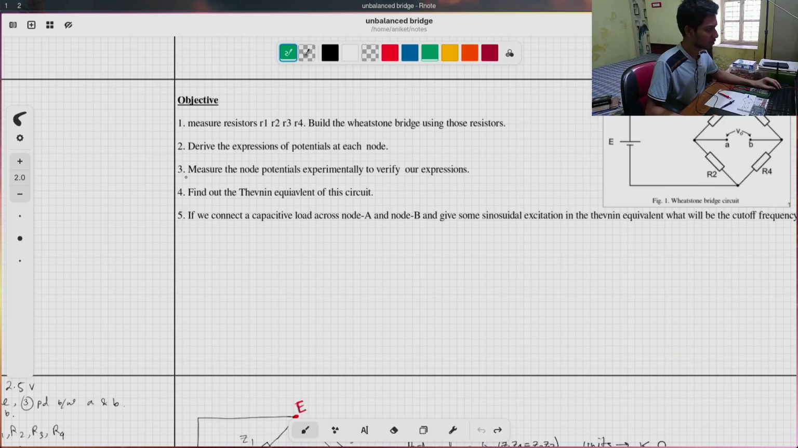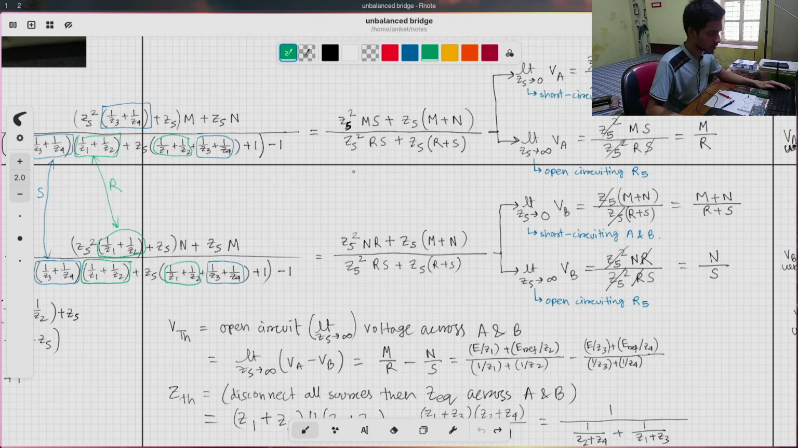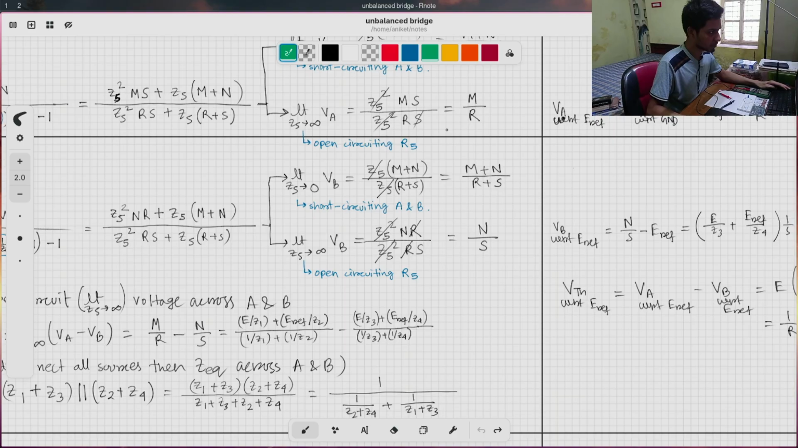Now let's look at the third objective, that is to measure the node potentials experimentally to verify the expressions which we calculated in objective number 2. So let's verify the expressions from the measurements. I will use the multimeter to measure the voltages. By the way, this M by R and N by S are with respect to ground.